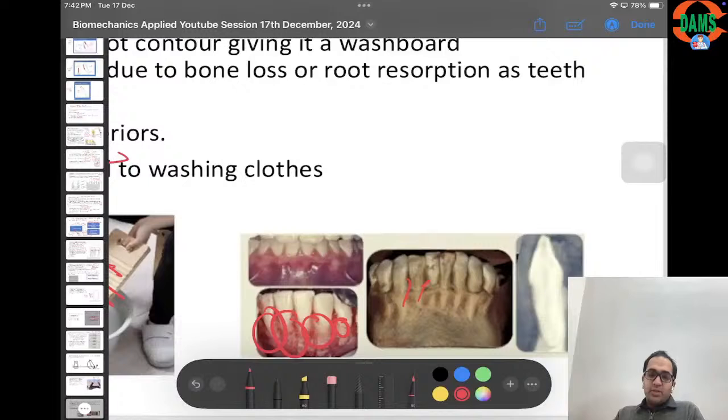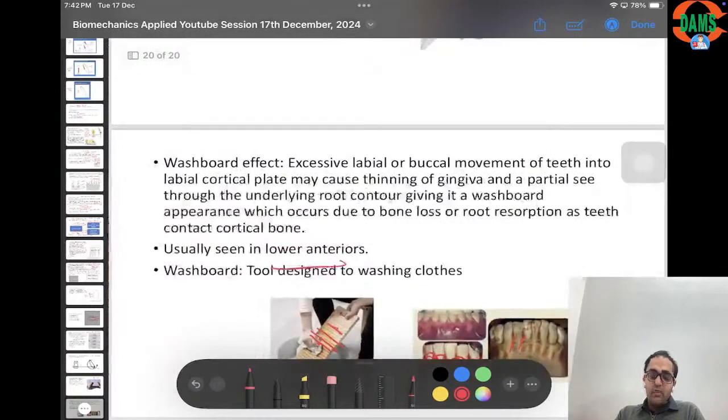So it is generally advised, before doing such things in orthodontics, to take a CBCT or IOPA so as to assess the thickness of the cortical plate, to prevent this dehiscence or fenestration. So this completes certain important concepts of application of biomechanics.